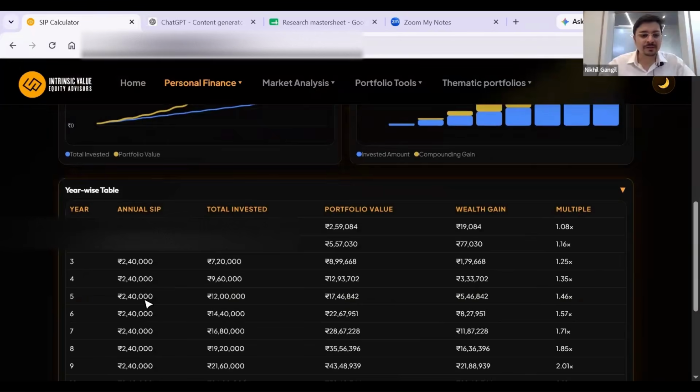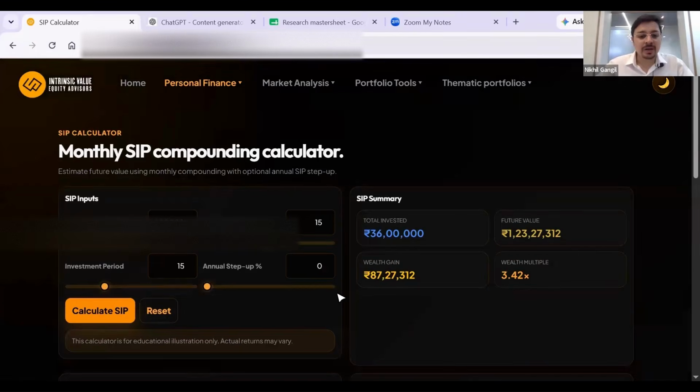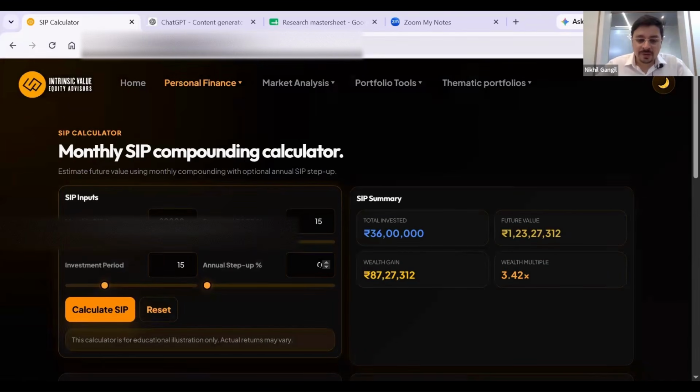And this is also a year-wise table. This tells you about the annual SIP that you have done, and this is the wealth gain that you have done. This is the multiple that you have done. It basically gives you the whole journey of 15 years, right? What you can do is you can do an annual step up also. Let's say you want to increase your SIP by 5% or 7%, then you will just put here 5%, and the whole journey will be made again for you, right?